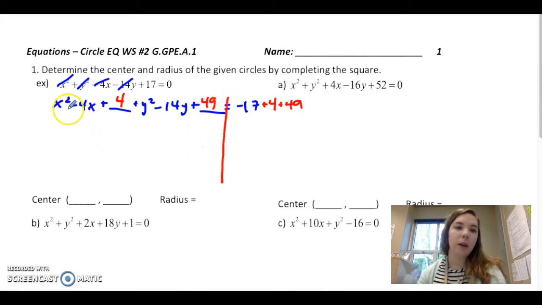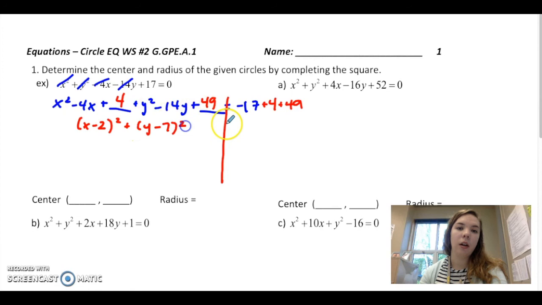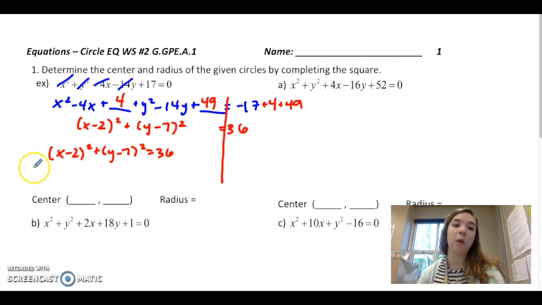Okay? So at this point, if I factor this, I would have x minus 2 squared. And if I factor this, I would have y minus 7 squared. And on this side, I have 36. So this is my equation. If I rewrite it where it's closer together, this is my equation in vertex form or standard form. So my center is at 2, 7, and my radius is 6. All right, so that's how we're using completing the square to actually write equations in this form.